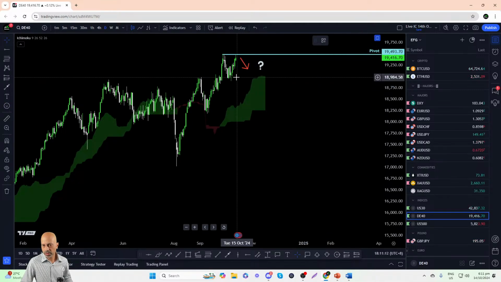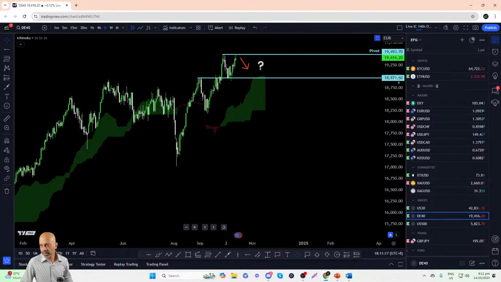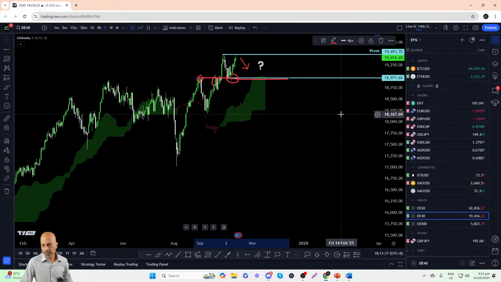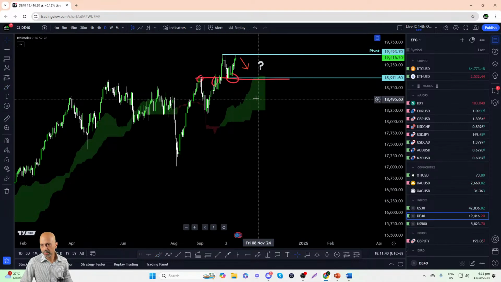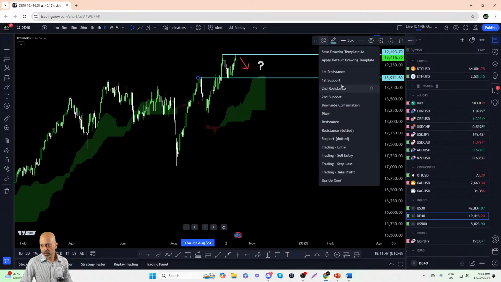Right, first support is, I would say, a nice overlap level. We can see here this level at 18,971 previously functioned as a nice swing high resistance here on 30th of August, resistance once more on 19th of September and 24th of September, after which it proceeded to function as support not once but twice, on 3rd of October and then again on 8th of October. So this creates a very nice overlap level, right? So it's an overlap support at 18,971, which can be used in identification of the first support. So first support at 18,971 is an overlap support.